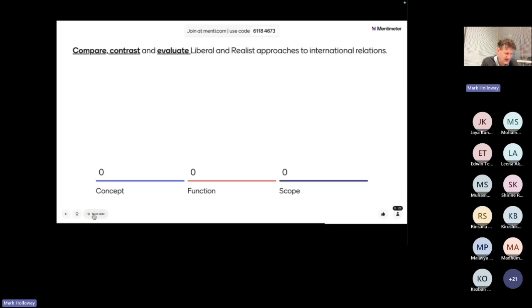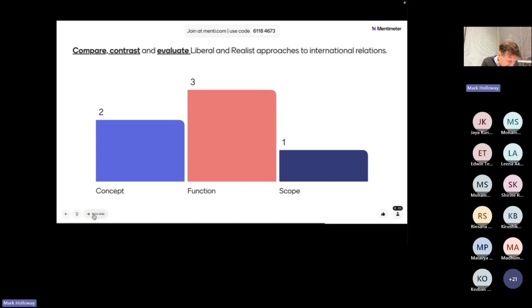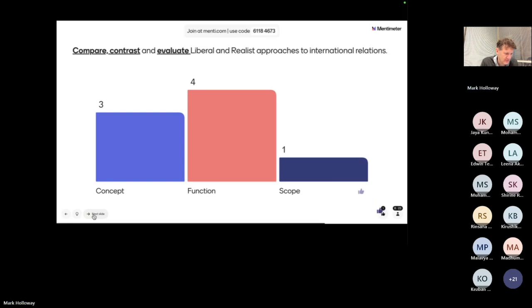Compare, contrast, evaluate. Is that concept? Is it function? Or is it scope? I've got one response, but I hope that I can quickly get 10. So we've got 4 responses, 6 responses. Let's see if we can get some more. Compare, contrast, and evaluate. There are 3 concepts, 4 functions, 1 scope. Let's see if we can get 2 more responses. Function. Anyone else want to vote?